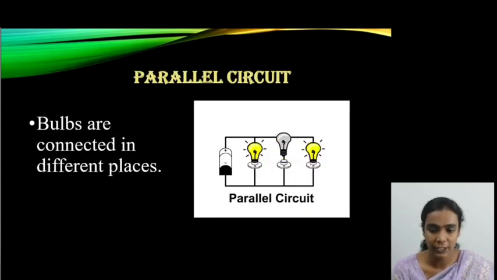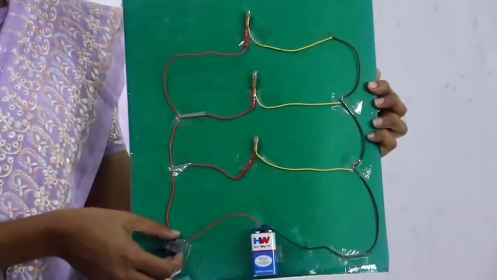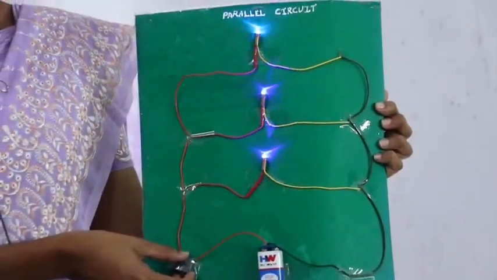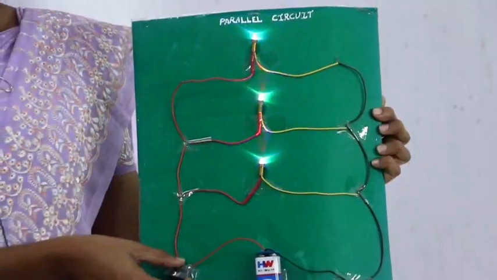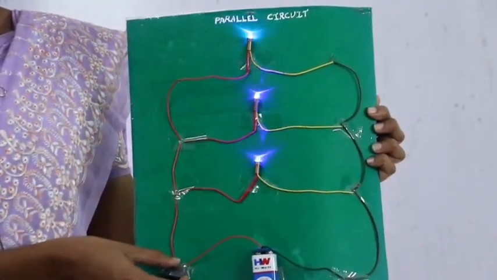Now we are going to see the parallel circuit. In a parallel circuit, bulbs are arranged in a straight line, that is parallel to each other. Now let us see one demonstration about the parallel circuit. In a parallel circuit, three bulbs are connected to a battery. When you switch on, the power is supplied to all the bulbs. When one bulb goes out, the rest of the bulbs do their work as before.